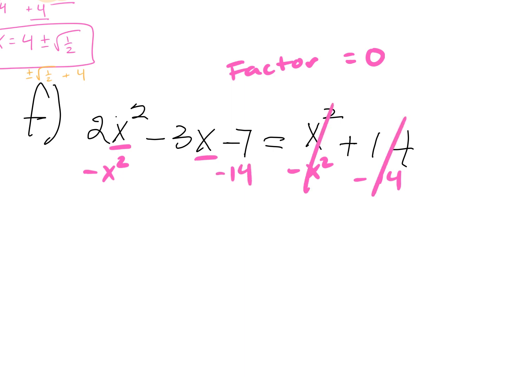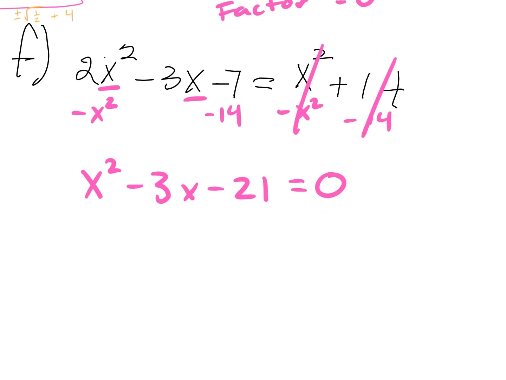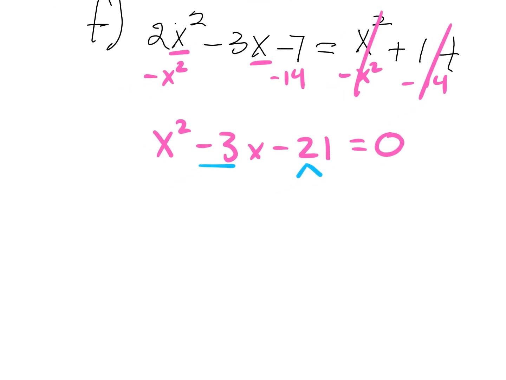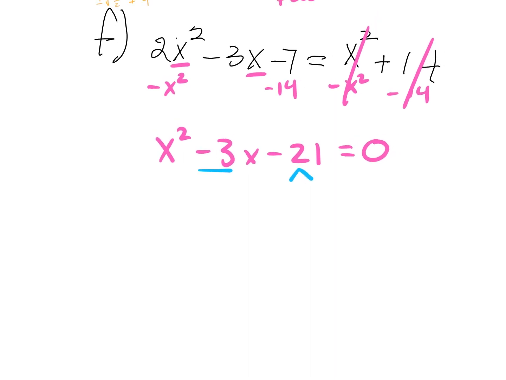So it's 2x squared minus x squared, x squared minus 3x, and then negative 7 minus 14, negative 21 is equal to 0. Now that it's equal to 0, we can factor. What are two factors of negative 21 that add to negative 3? For this one, we don't have two factors of negative 21 that add to negative 3.